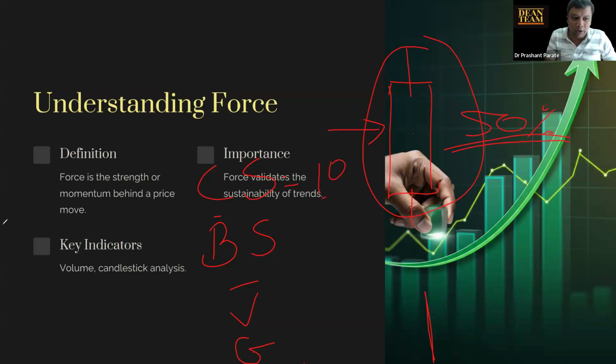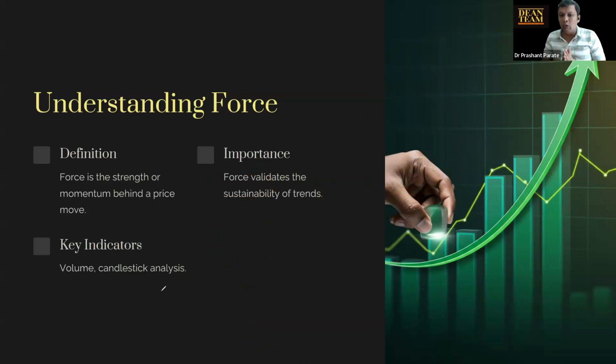So the opposite rules apply here to understand the selling force. This is how we can understand whether it is a buying force candle or a selling force candle. And this force validates the sustainability of trends. The key indicators we discussed: candlestick analysis is more important and volume also may be important. So this is how we can understand the force.